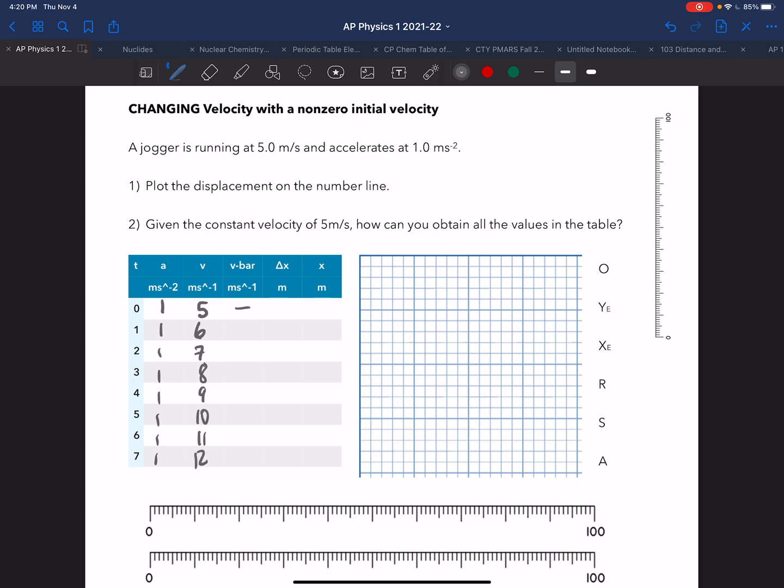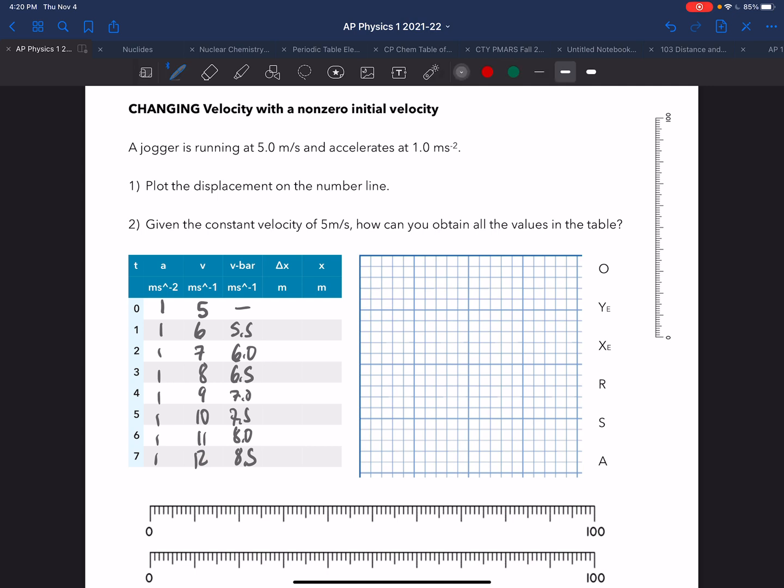So then the average velocity becomes average of 5 and 6 is 5.5. The average of 5 and 7 is 6. The average of 5 and 8 is 6.5. Average of 5 and 9 is 7.0. Average of 5 and 10 is 7.5. 5 and 11 is 8.0. And 5 and 12 is 8.5. And I know we did that quickly, but 5 plus 12 is 17 divided by 2 is 8.5.